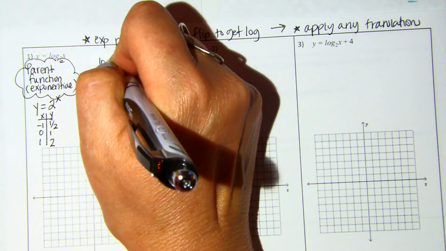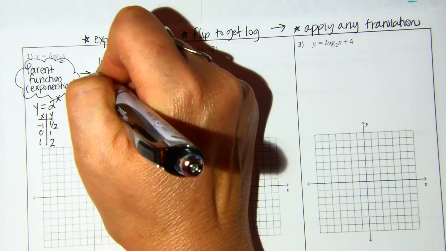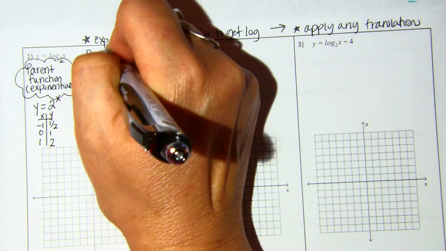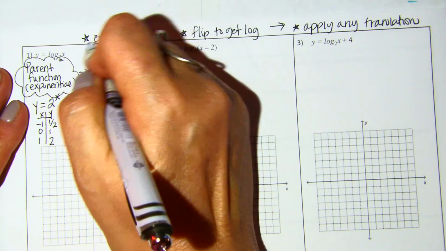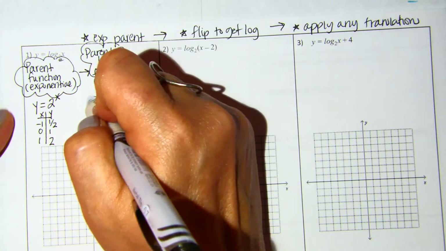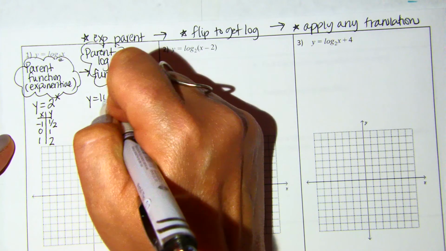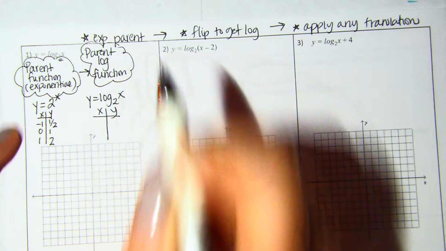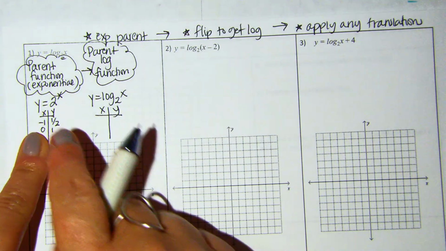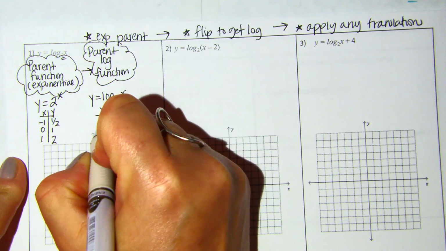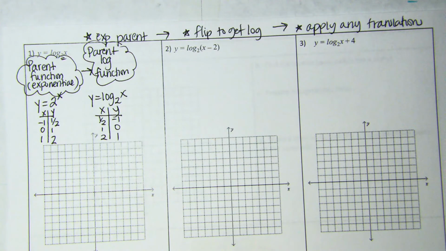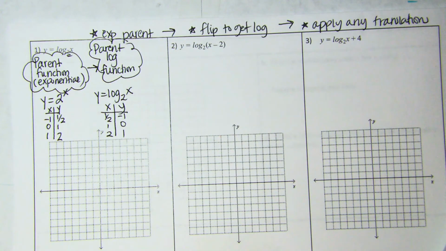So now we want to do the log function. But this is the parent one because there's no translations yet. Okay, so the parent log function, which is y equals log base 2 of x. So remember, because they're inverses, you just take these coordinates and flip, flip, flip. So 1/2, -1; 1, 0; 2, 1. There it is. Now, because there's no translations, great. We don't have to do anything else to these tables.